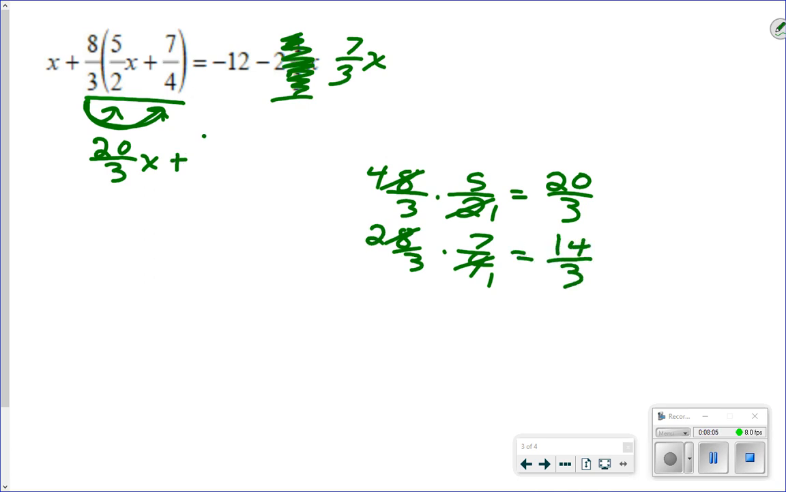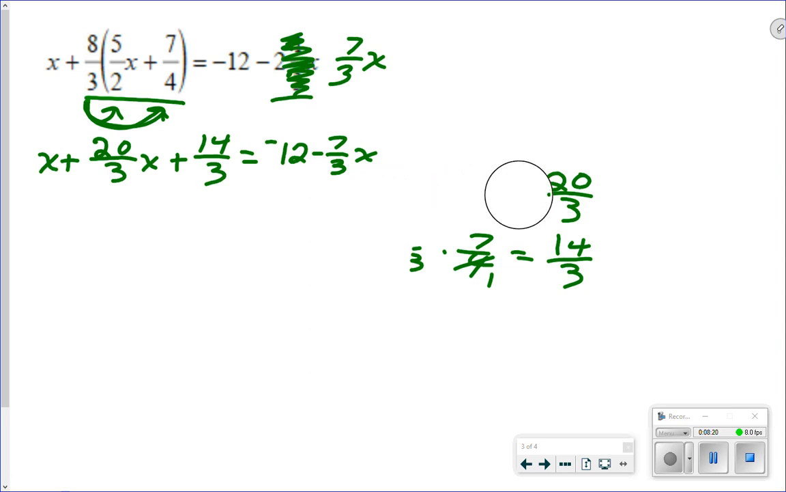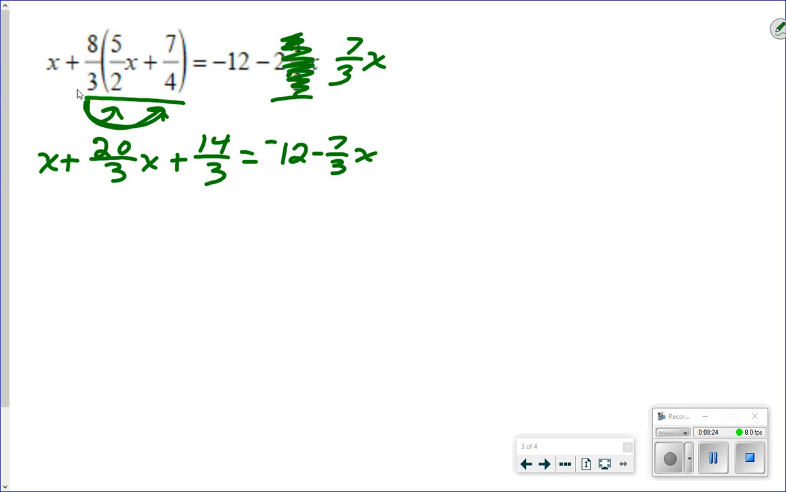All right, so that's the distribution. We're going to rewrite everything else in the equation. The right side to negative 12 minus 7/3 x. Okay, I'm going to erase some of this work just to give me a little more room. All right. Now we can clear the fractions.